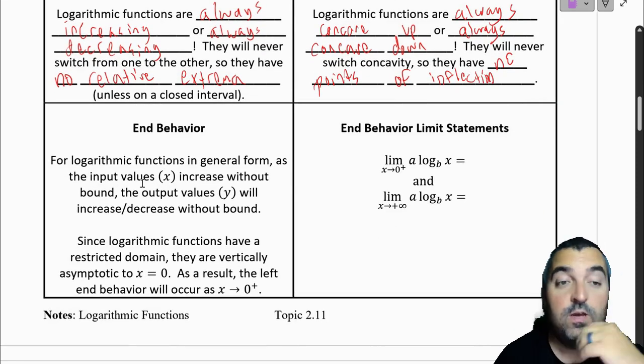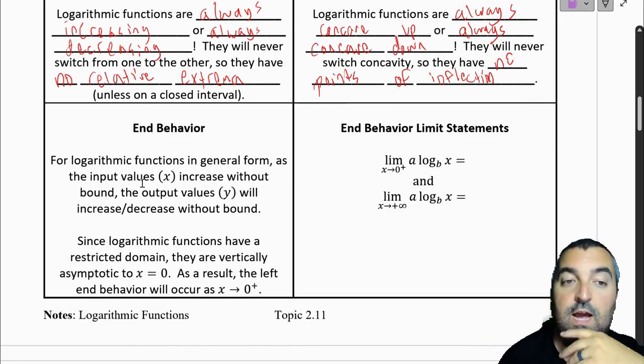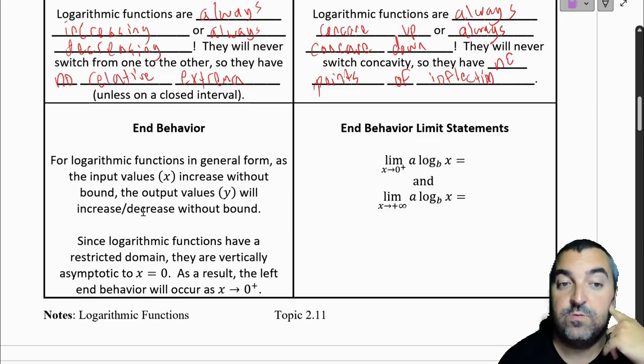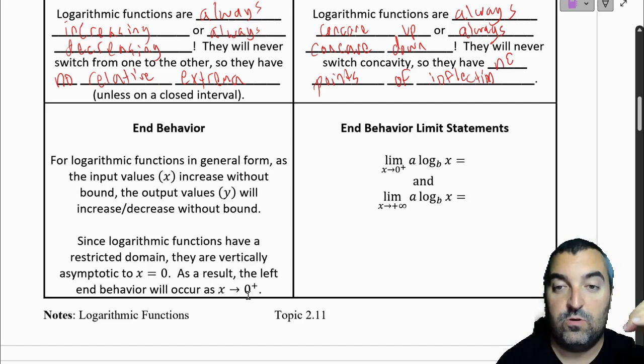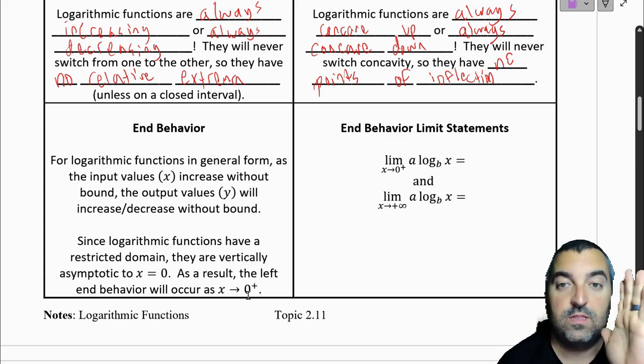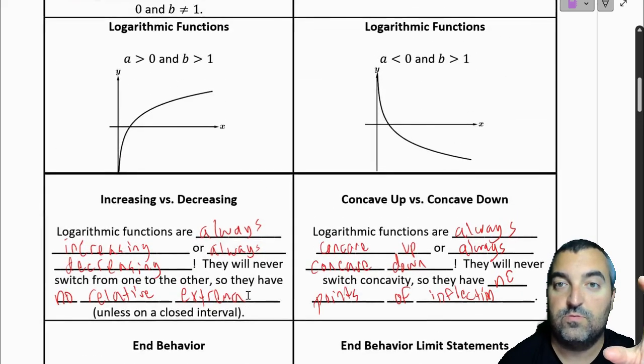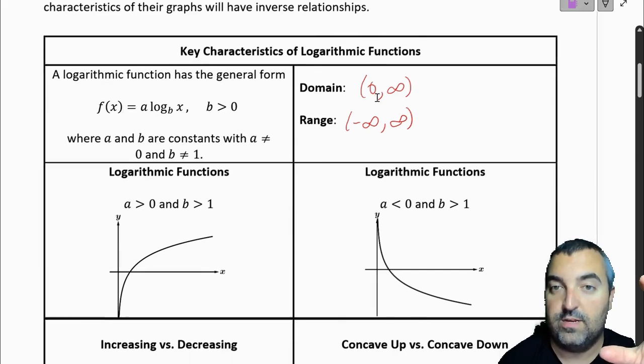All right. End behavior, though, for logs in general, as the input value increases without bound, the output values will also either increase or decrease without bound. Now, because logs have a restricted domain, they have vertically asymptotic behavior at x equals 0. As a result, the left end will occur as x approaches 0 from the right. So it's a weird situation because logs don't have all real numbers for their domain. They have a restricted domain.